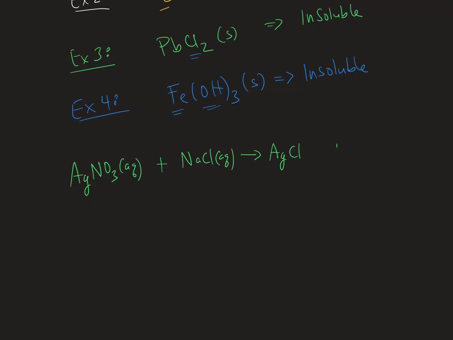And then what else do we get? Sodium nitrate, good. All right, so is any of those insoluble? Are they both insoluble, or is one of them soluble? Or are both of them soluble, or is one insoluble? Which one is insoluble? Silver chloride. So we're going to put an S right there. And this one right here is soluble, so we're going to put AQ. You with me?